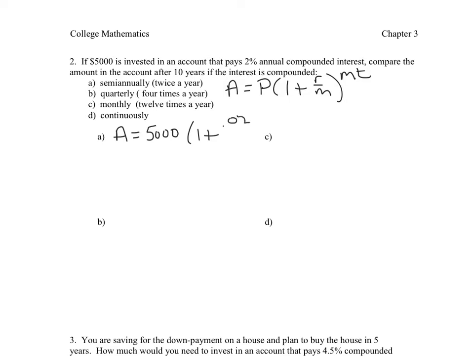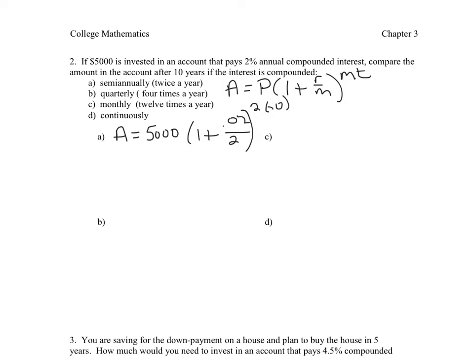When I drop the percent and move the decimal 2 to the left, over how many times in a year will it be compounded? According to A, twice a year, semi-annually, raised to the M times T power. My M is 2. My T is 10 years. I'm comparing the amount in the account after 10 years.